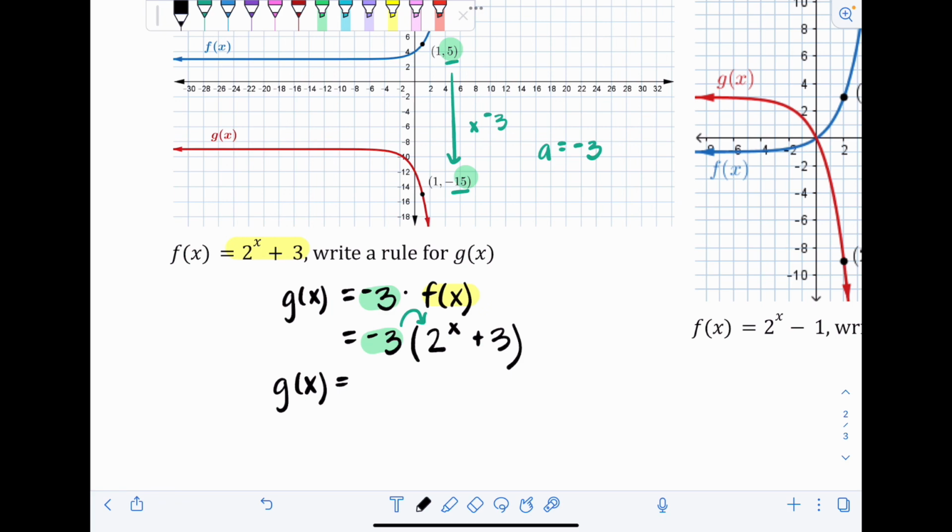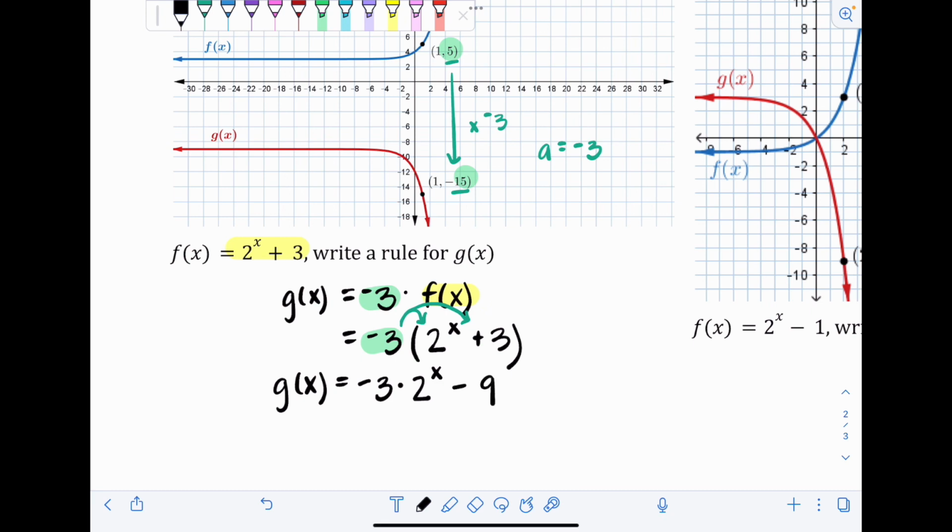You don't actually get to multiply the 3 and the 2. You have to write it as negative 3, and then either a parentheses or a dot, to the x power. And then don't forget to multiply the negative 3 by the positive 3 at the end. So negative 3 times 3, that should be negative 9 out here.